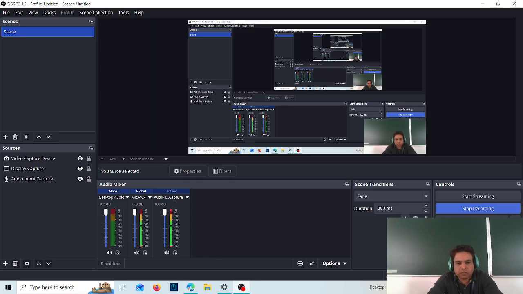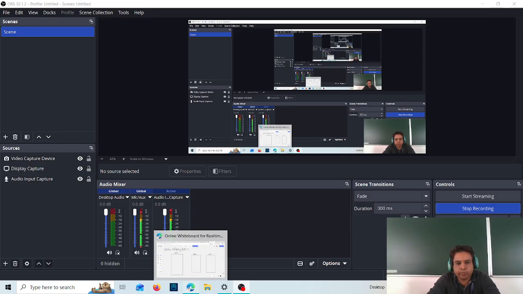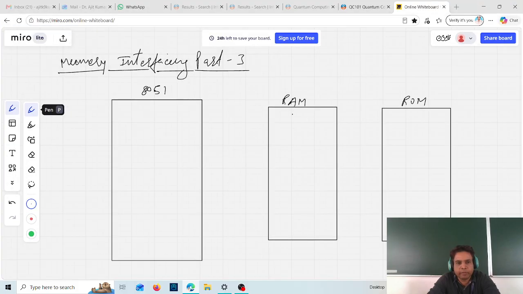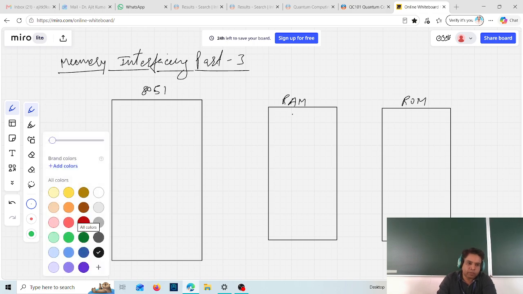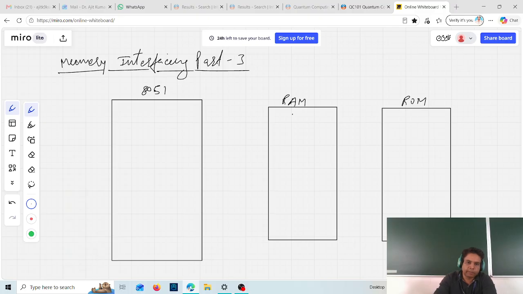In the last class, we were discussing memory interfacing. We'll continue this third part of our memory interfacing. Here we have two types of memory. First of all, let us assume that this is your 8051 microcontroller, which I've shown here. This is your RAM, and this is the ROM. One is called internal memory, and another one is called external memory.